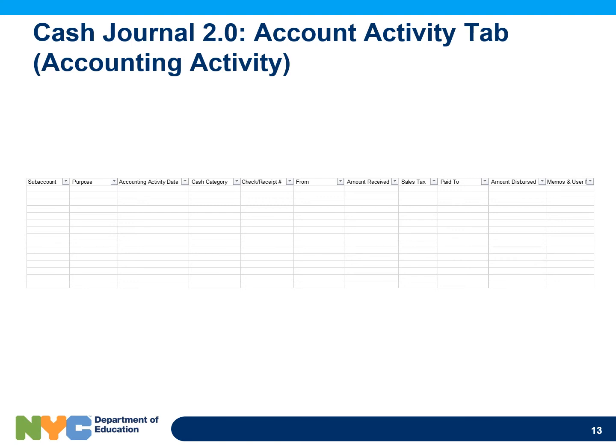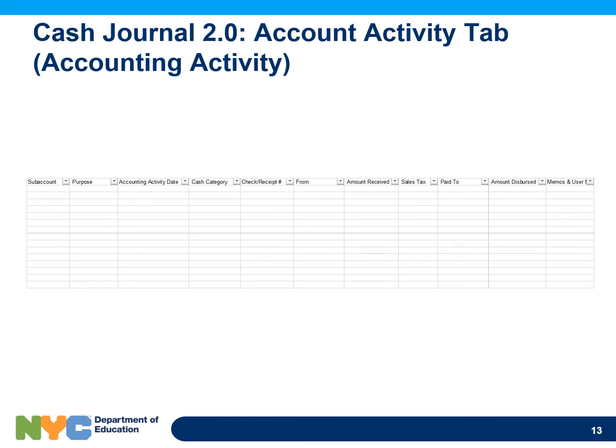The From column, here you will enter who it was received from. The Amount Received column, here enter the amount. The Sales Tax column, this column is for student store revenue only. The Paid To column, here you will enter who the check was written out to. The Amount Disbursed column, here you will enter the amount of disbursement, how much the check was for.